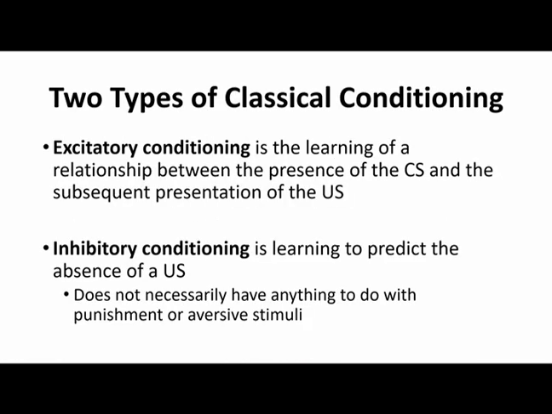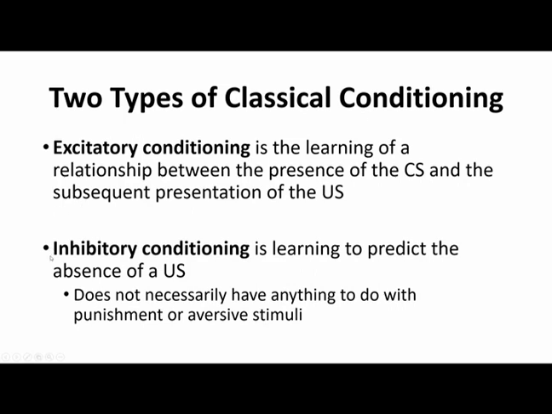Alright, that's enough about toads and lizards. Let's get back to the lecture proper. So we're going to talk about two types of classical conditioning. And technically, we've already really talked about our first of these, which is excitatory conditioning. Pretty much all the examples that we've mentioned so far have all fallen under the category of excitatory conditioning. And this is when you learn of a relationship between the presence of a conditioned stimulus and the subsequent presentation of an unconditioned stimulus that's associated.